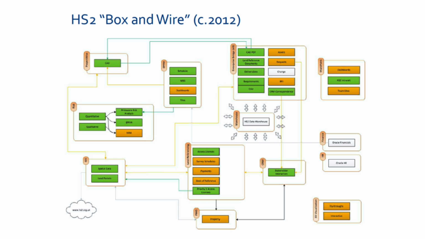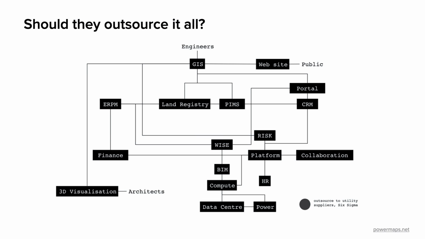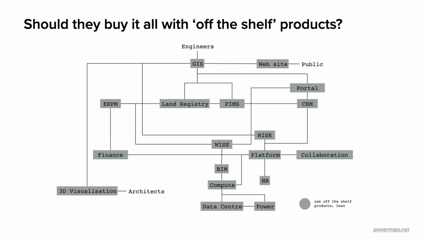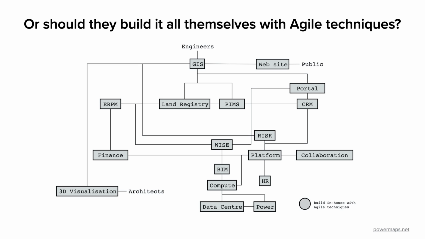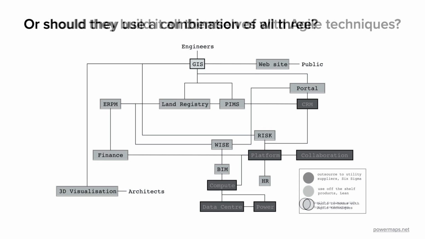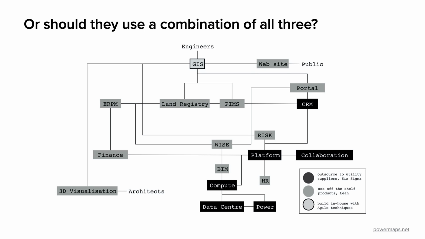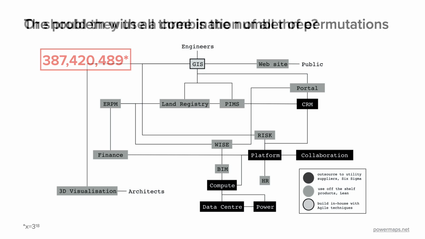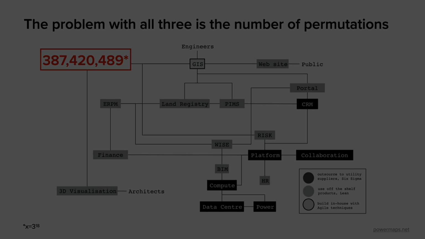The difficulty was, this was their box and wire diagram describing the IT architecture. This didn't really help at all answer the question whether they should outsource at all, buy commercial off-the-shelf products, or build it themselves with agile techniques, which were really popular at the time. They understood they probably needed to use a combination of all three. But what combination? The number of possible permutations was huge.